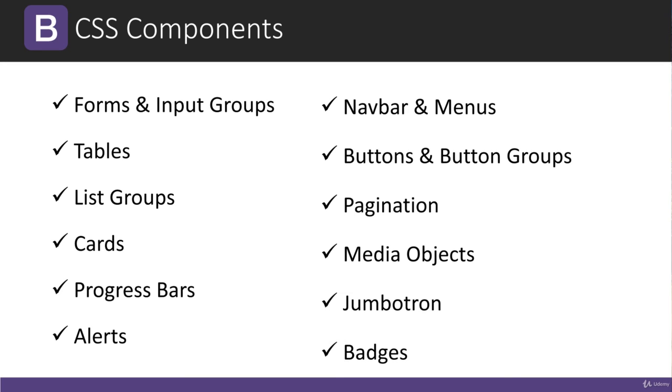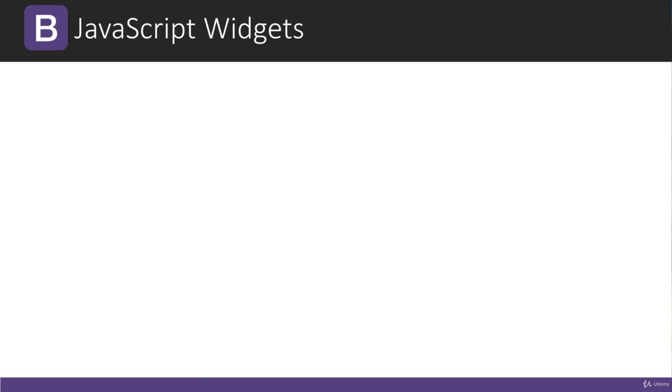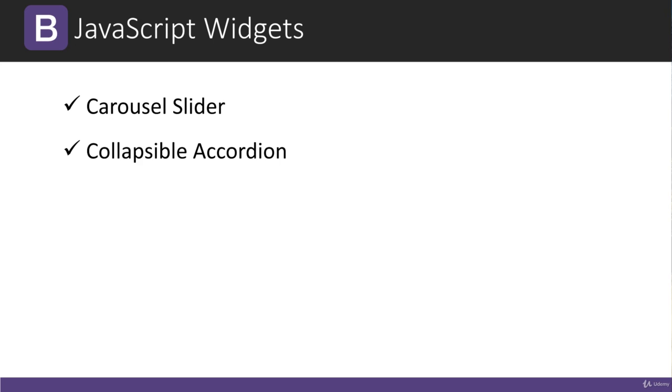Badges, so badges go really well with list groups. If you wanted a list of categories and you want to put like the number of posts in that category inside a badge, you could do something like that. And then for JavaScript widgets, we have a really nice carousel slider where we can have indicators, we can have arrows, we can set options. So if we wanted to go faster or slower, things like that, we can actually control that within jQuery.